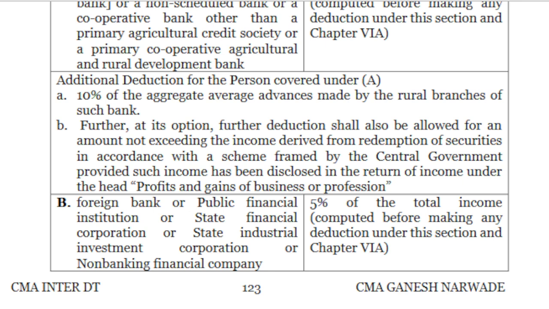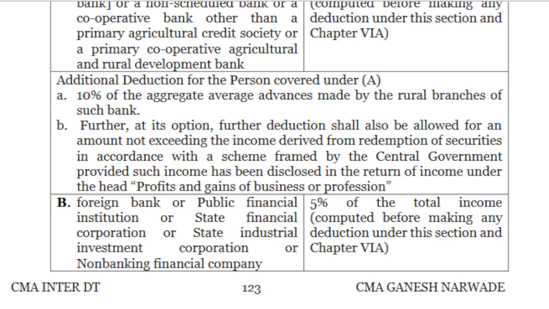But as of now, just remember one line: if banks or cooperative societies which are into banking get any income from redemption of securities, that is allowed as deduction. Because banks are involved in the whole process, helping the businesses to redeem, so they get some commission on redemption. That income also they can claim as deduction.